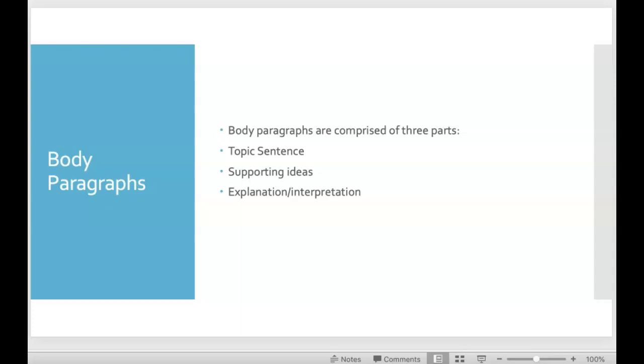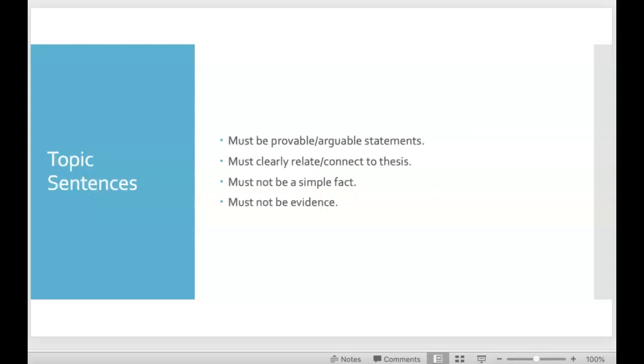You're going to have three basic parts for your body paragraphs: your topic sentence, your supporting ideas, and your explanation or interpretation of that evidence or the supporting ideas. So let's have a look at what each of these things looks like. We're going to talk through these parts. First, we have topic sentences, and we're going to have a more in-depth look at topic sentences a little bit later.